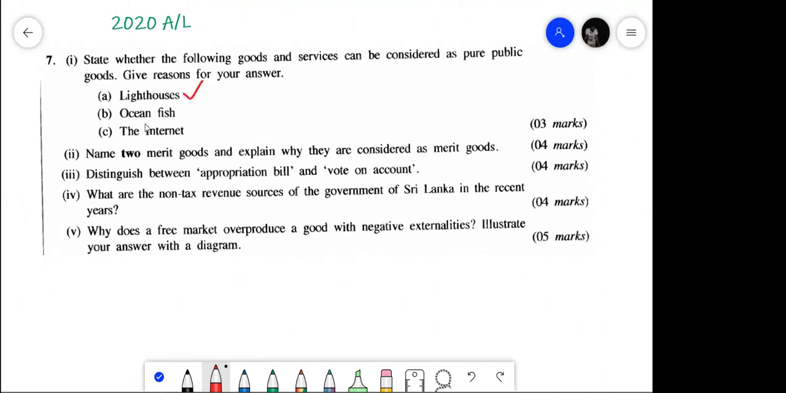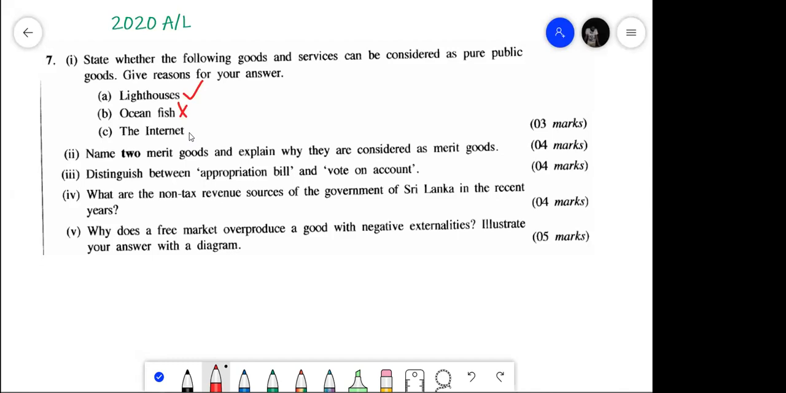Yes, right. So you can say non-excludable, non-rival. Ocean fish, pure public or not? No, right? These are common resources, right? So there is rivalry. The internet, what do you think?